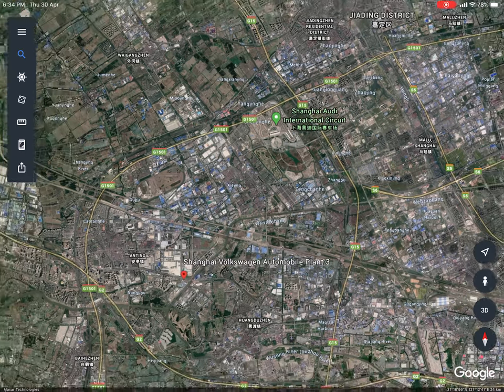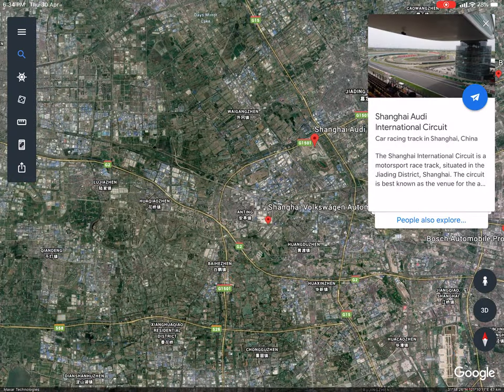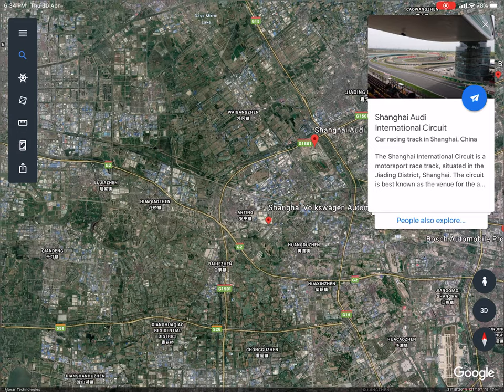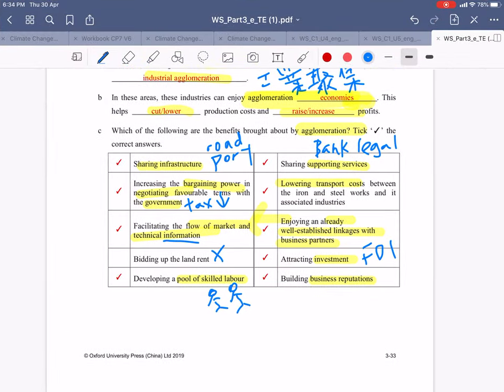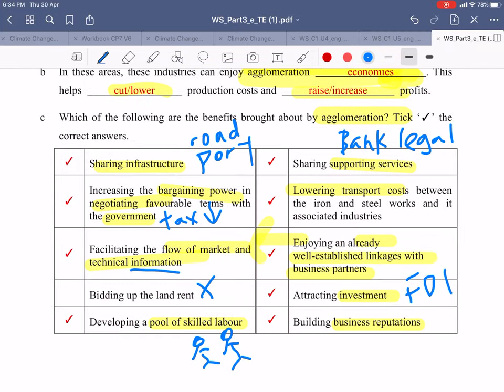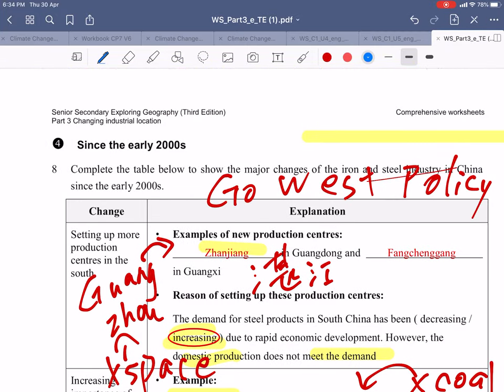Okay, can you see this one? The Audi International Circuit is for Formula One. Okay, this is a sign of good reputation that can attract different kinds of related industry, for example, the Formula One racing with the car production.